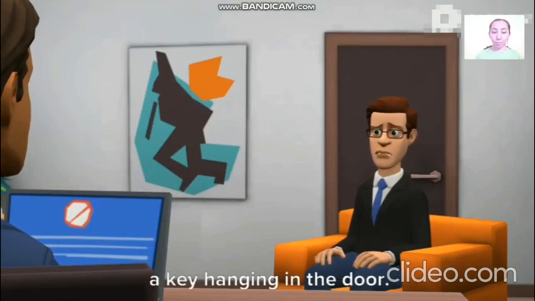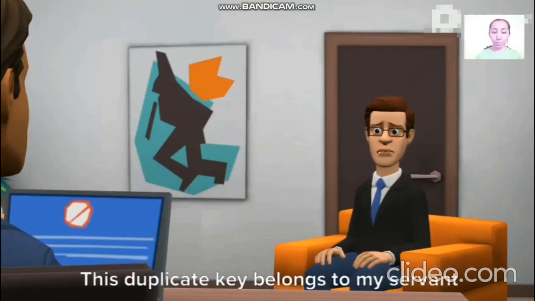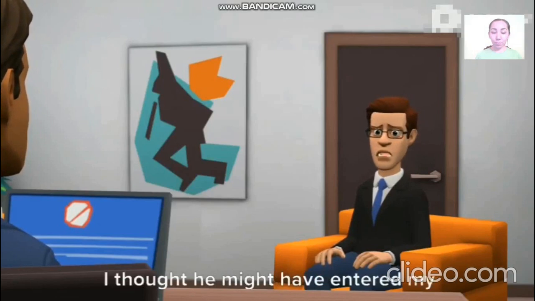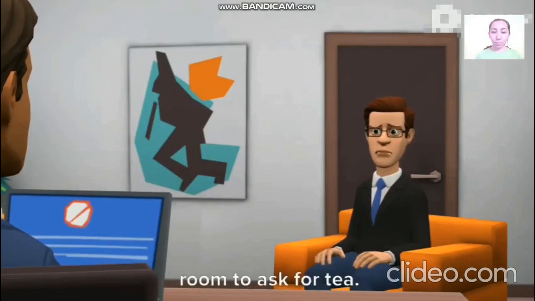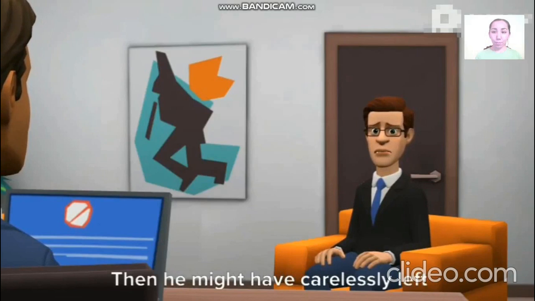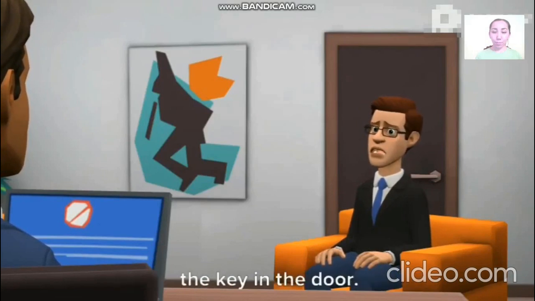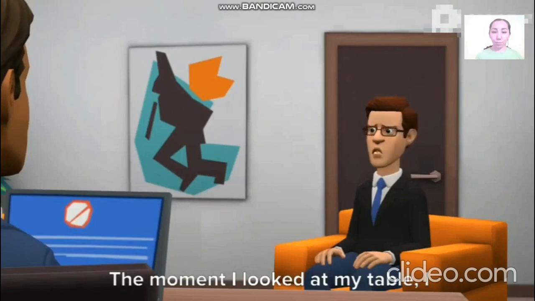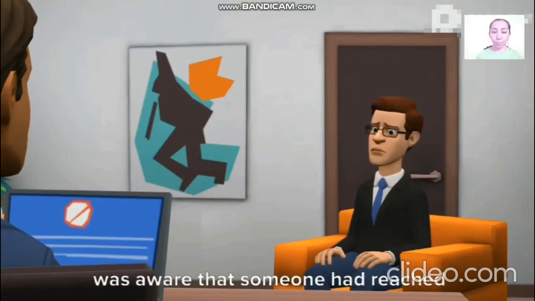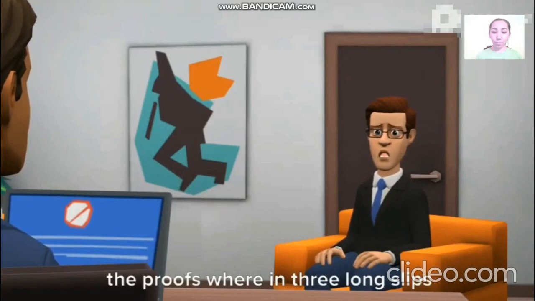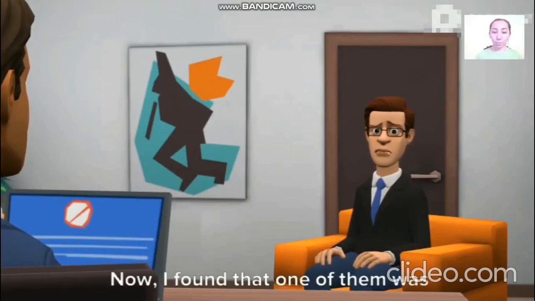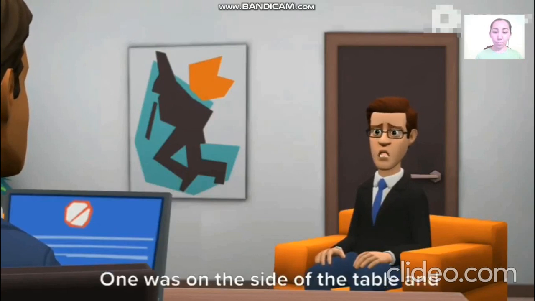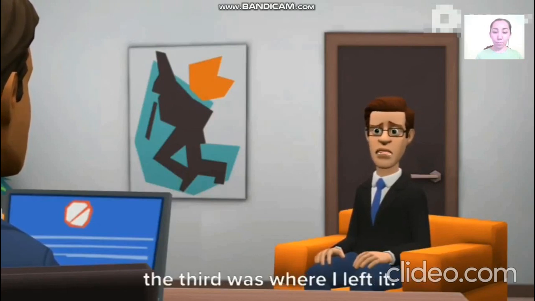When I returned I was amazed to see a key hanging in the door. This duplicate key belongs to my servant Bannister. He is an honest man. I thought he might have entered my room to ask for tea. Then he might have carelessly left the key in the door. Please continue. The moment I looked at my table, I was aware that someone had reached my papers. The proofs were in 3 long slips. I had kept them together. Now, I found that one of them was lying on the floor. One was on the side of the table, and the third was where I left it.